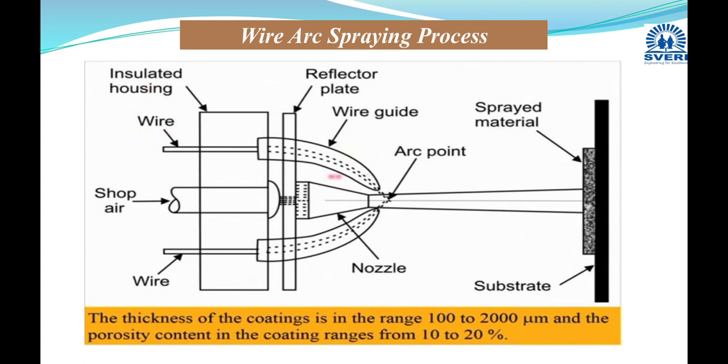The thickness of coating is in the range of 100 to 200, up to 2000 micron. And this coating also possesses a lot of defects, particularly porosity. The porosity varies from 10 to 20%, as is the case in flame spraying.